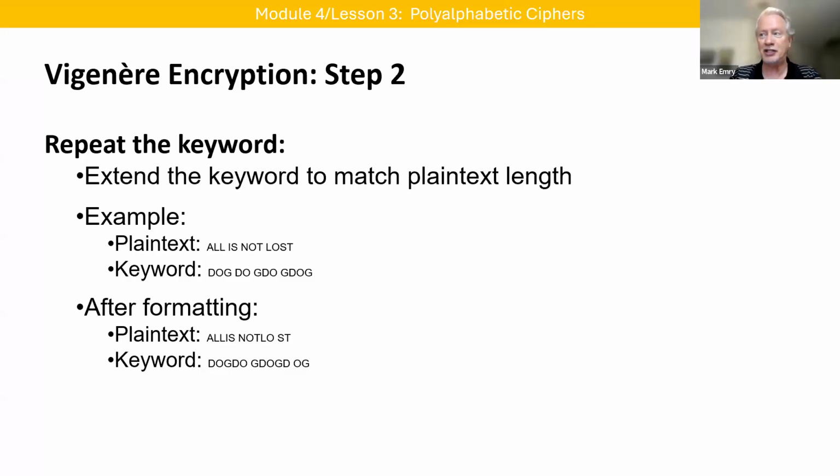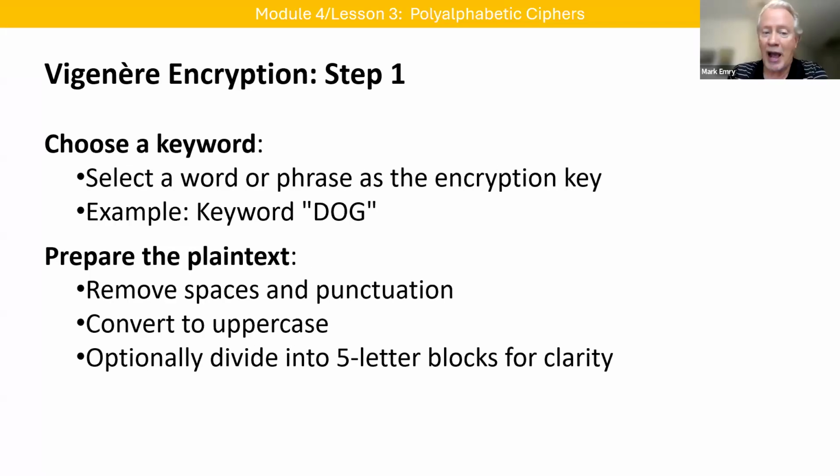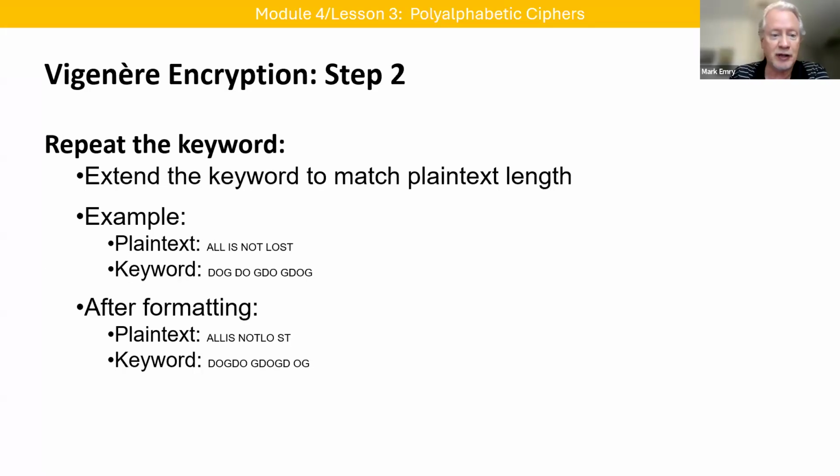We follow the tradition by removing all spaces and punctuation, converting all letters to uppercase, and dividing the result into 5-letter blocks. As a result, the plain text and keyword become what you see on the screen there. "All is not lost" is broken up into 5 characters, 5 characters, and then the final 2 characters.